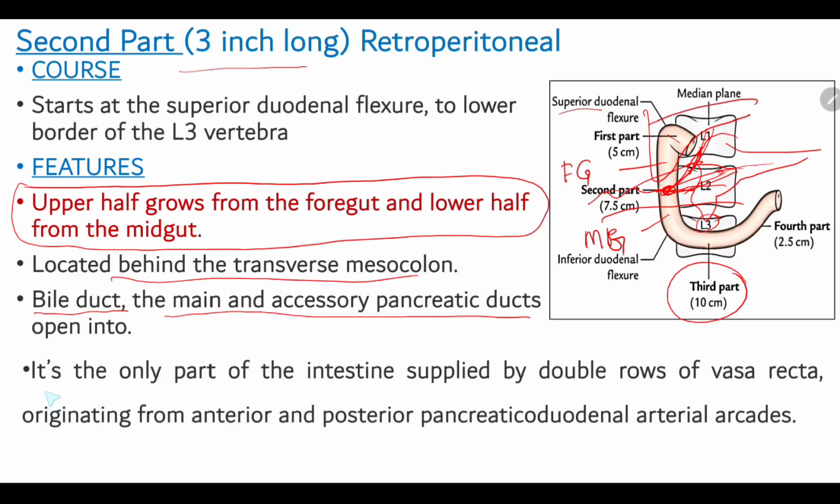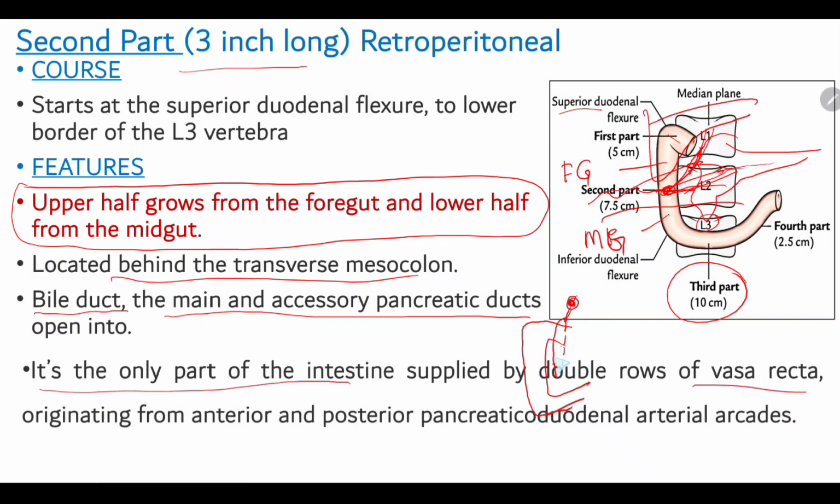Another feature is it is the only part of the intestine which is supplied by double rows of vasa recta. That means, here we have the duodenum, and there is an artery here. We get the celiac trunk, and from the celiac trunk there arises the pancreatico-duodenal artery, which divides into anterior pancreatico-duodenal artery and posterior pancreatico-duodenal artery.